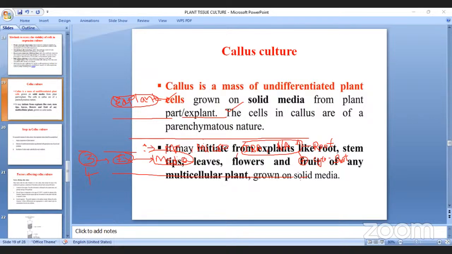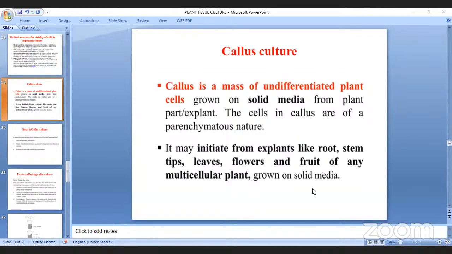So I already told you the callus is the group of the cells. The callus may be compactly formed or loosely formed. If it is compactly formed, utilize the agar media. If it is loose formation, utilize liquid media, right? Is it clear? Yes, sir.